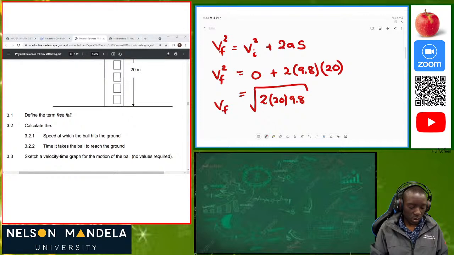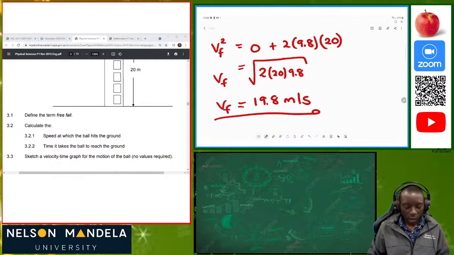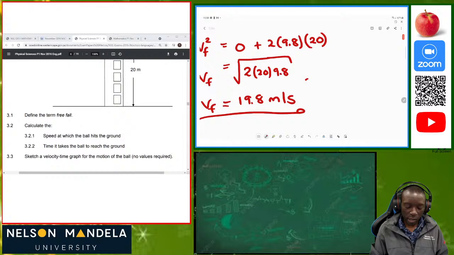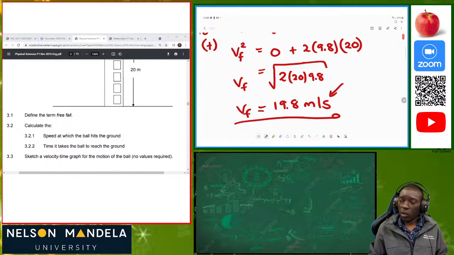The square root of 2 by 20 by 9.8. And what you get there is 19.8 meters per second. Good. So this is the speed at which the ball hits the ground, 19.8 meters per second. Don't leave out your units. Don't leave out your units. All right. So that's the first part.